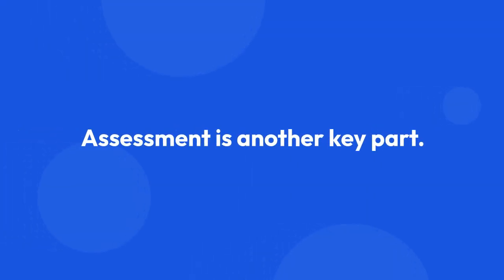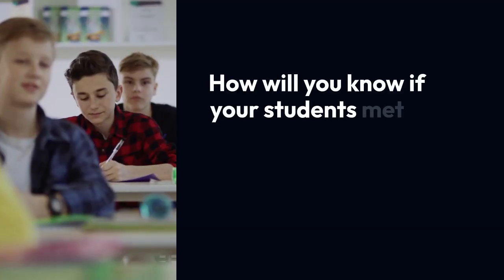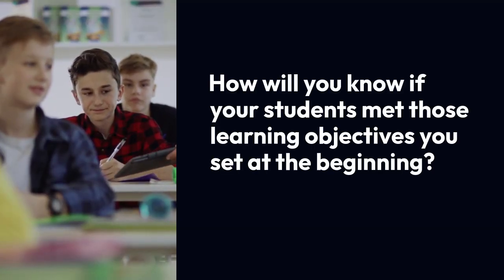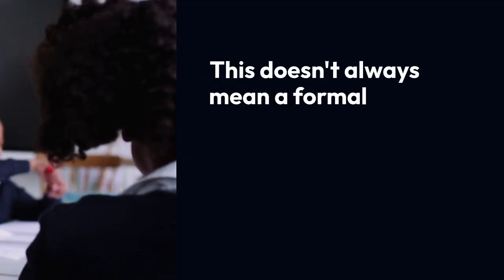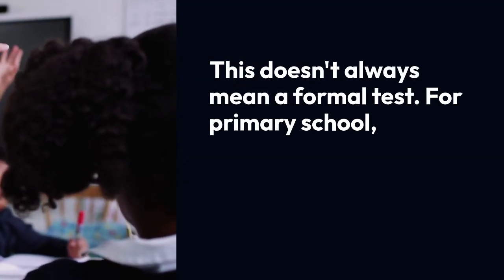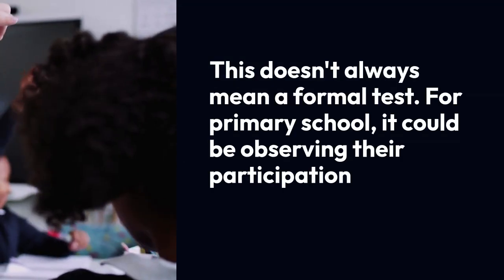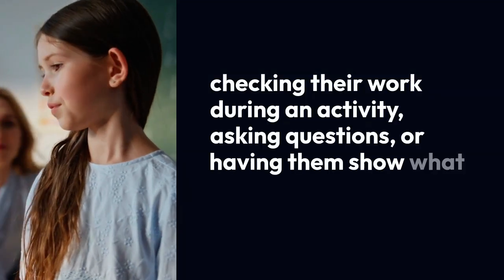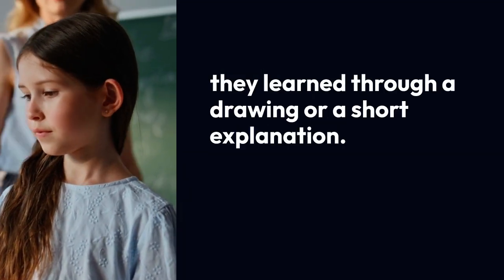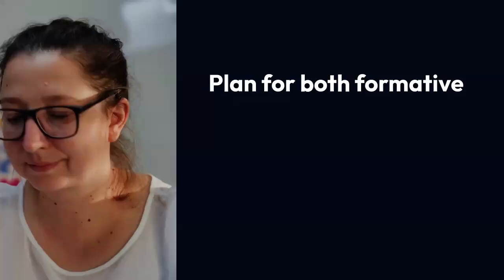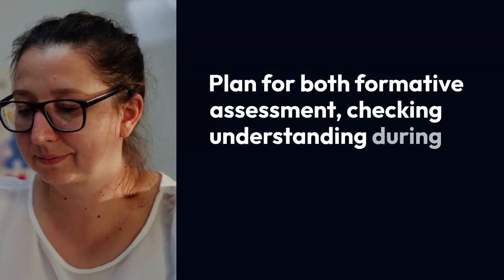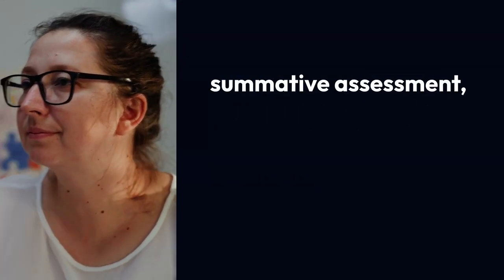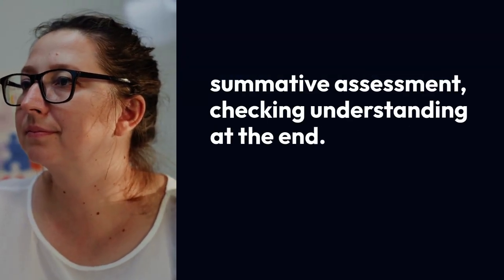Assessment is another key part. How will you know if your students met those learning objectives you set at the beginning? This doesn't always mean a formal test. For primary school, it could be observing their participation, checking their work during an activity, asking questions, or having them show what they learned through a drawing or a short explanation. Plan for both formative assessment, checking understanding during the lesson, and summative assessment, checking understanding at the end.